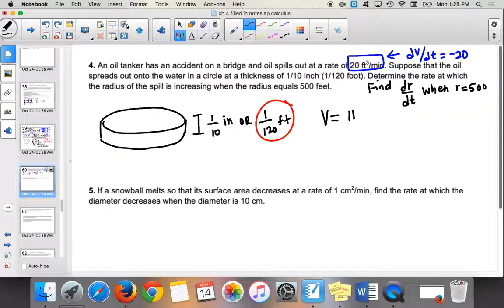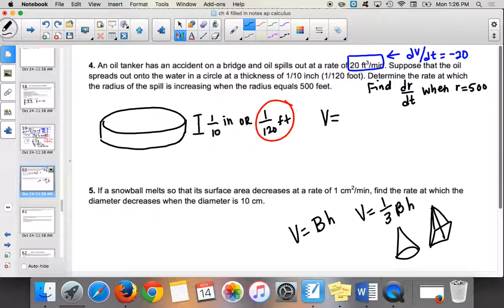The big ones that you guys need to know are either volume equals area of the base times the height, or the volume equals 1/3 the area of the base times the height. 1/3 is for anything that goes to a point, like a cone or a pyramid, like how 1/2 is for a triangle. And then these are for cylinders and prisms. Okay? So what do we have? We have the cylinder, right? So it's going to be area of the base. The area of the base is a circle. So pi r squared h.